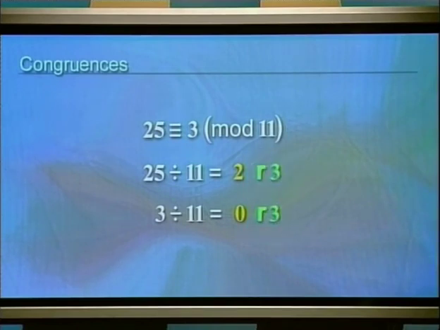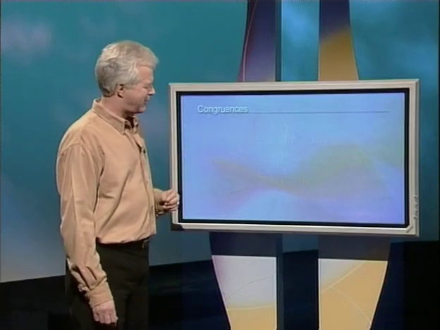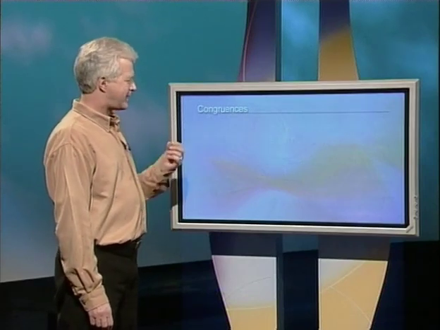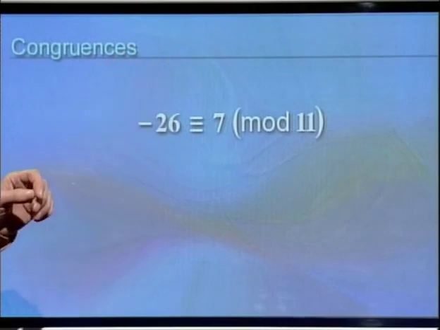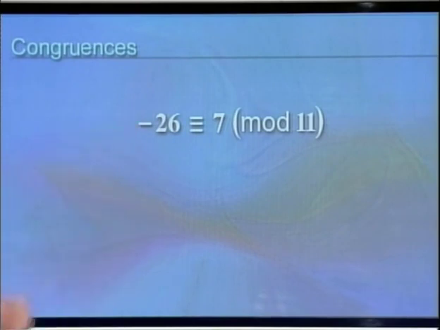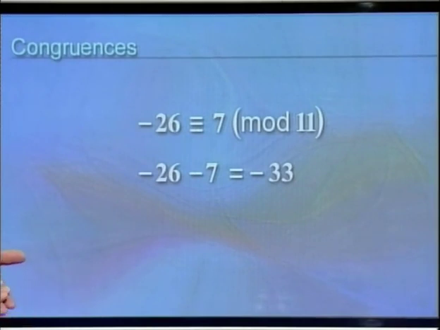Now let's try another example. Let's try an example where we have a negative number on the left-hand side. In this case, we'll have negative 26 is congruent to 7 mod 11. And we want to check that. Now, it's quite difficult to actually divide negative 26 by 11 and find a remainder. So let's use the alternative approach. Let's find the difference between negative 26 and 7 and see if it's divisible by 11. Well, of course, negative 26 minus 7 is negative 33, and that is indeed divisible by 11. So this statement is indeed true. Negative 26 is congruent to 7 mod 11.